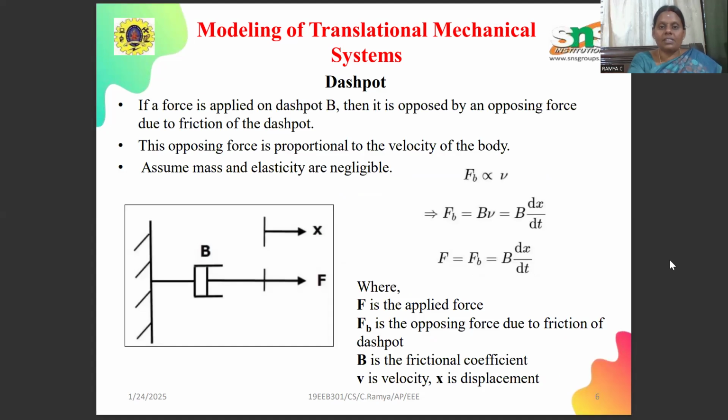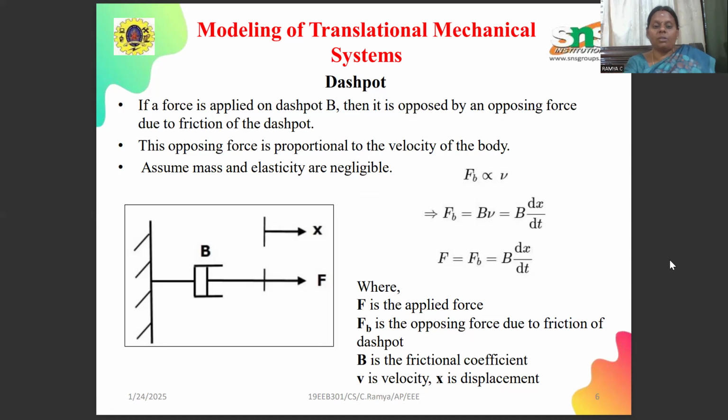And the final translational element is the dashpot. Here also the system has the dashpot component alone, so if we apply a force, it will produce an opposing force due to the friction of the dashpot. This opposing force is proportional to the velocity of the body. Assume the mass and the elasticity are negligible here. So Fv is proportional to v, that is the velocity of the body. By removing the proportionality, we introduce a constant, B, which is the frictional coefficient.